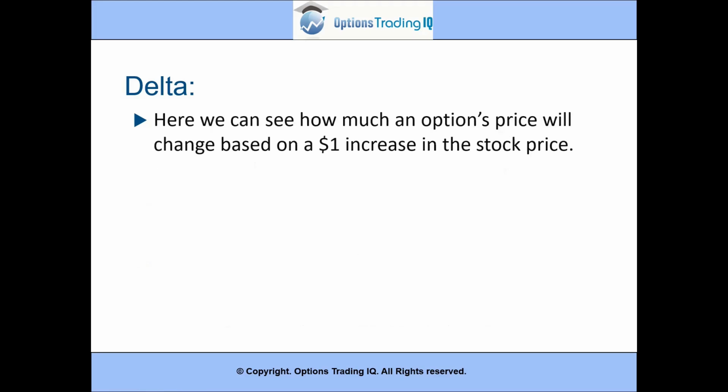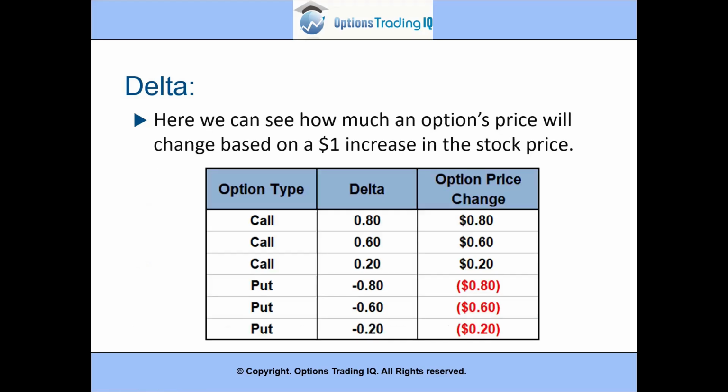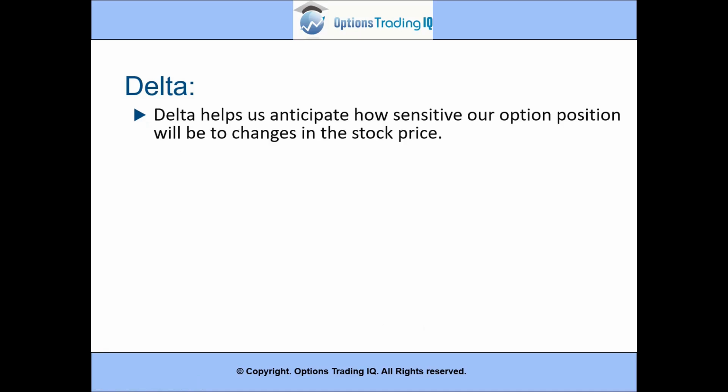Here we can see how much an option's price will change based on a $1 increase in the stock price. So if we've got a call option with a delta of 0.80, we usually just say an 80 delta for short, the option price will change by 80 cents. A 60 delta call option, if the stock goes up by $1, the call option will go up by 60 cents, and a 20 delta call option will go up by 20 cents if the stock rises by $1. Puts are the opposite. If the stock rises by $1, our -80 delta put is going to go down by 80 cents, our 60 delta put will go down by 60 cents, and our 20 delta put will go down by 20 cents. Delta helps us anticipate how sensitive our option position will be to changes in the stock price.